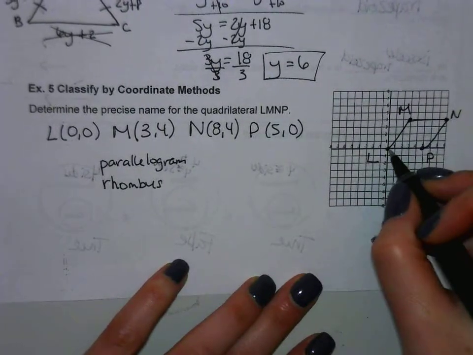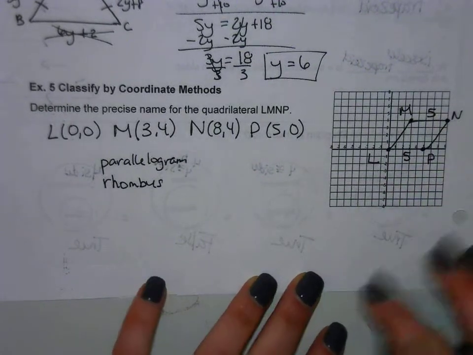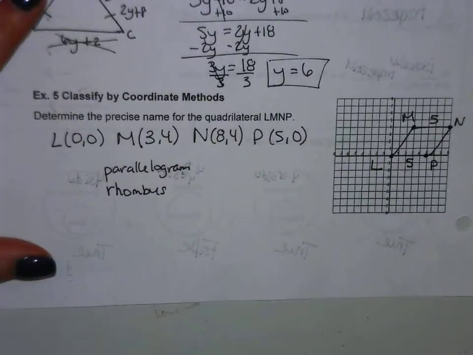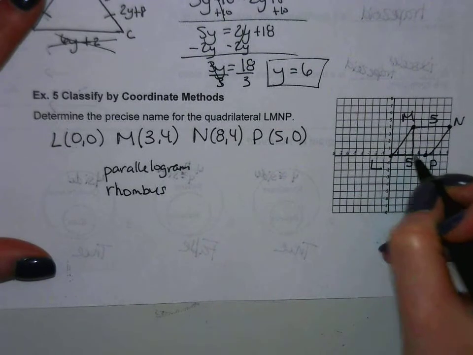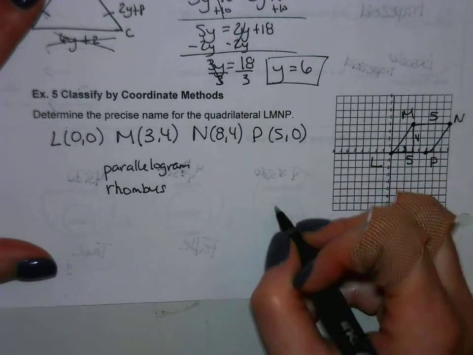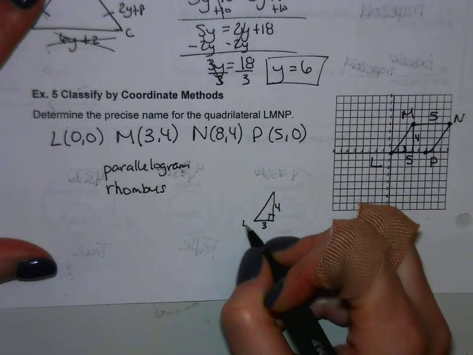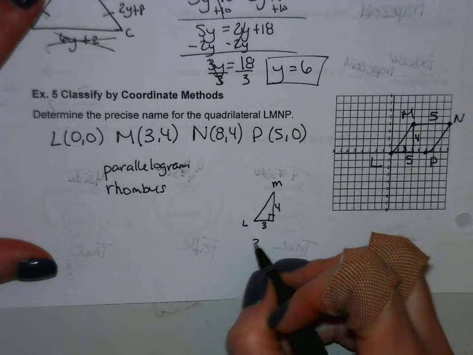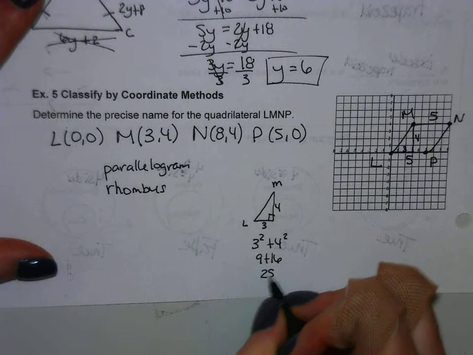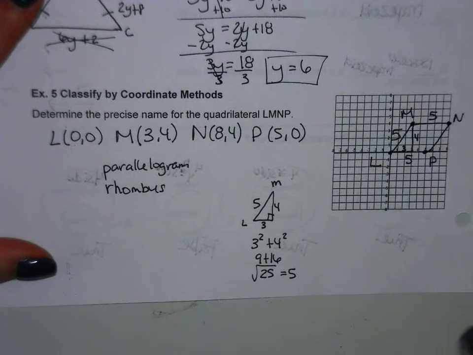We know from L to P we have a distance of 5, and from M to N is also a distance of 5. So we need to find the distance from L to M and P to N. To use the Pythagorean theorem, I know this distance is 3 and this distance is 4. This is from L to M. So 3 squared plus 4 squared is 9 plus 16, which is 25. When we square root 25, the distance from L to M is 5.